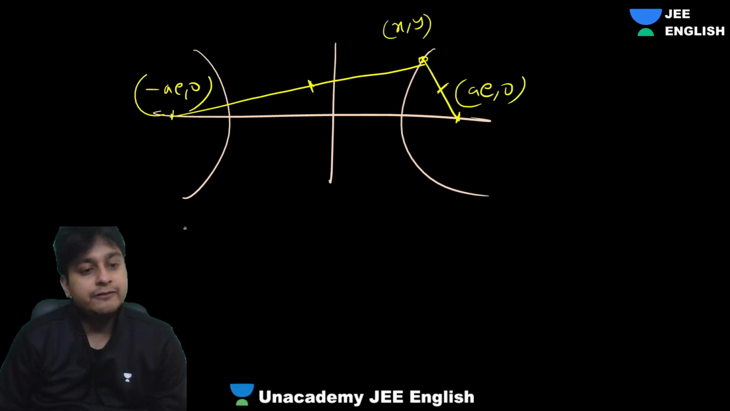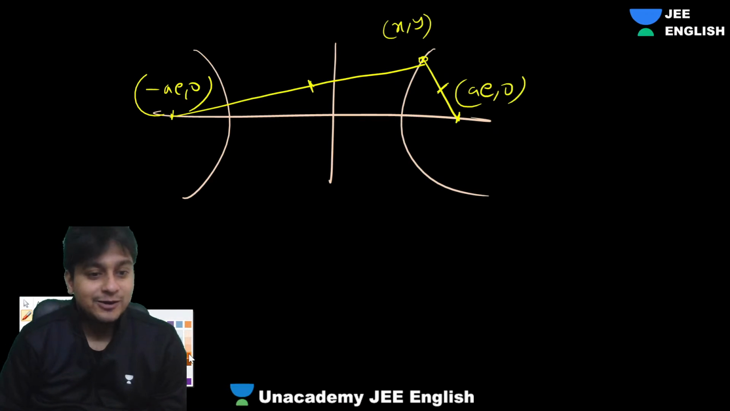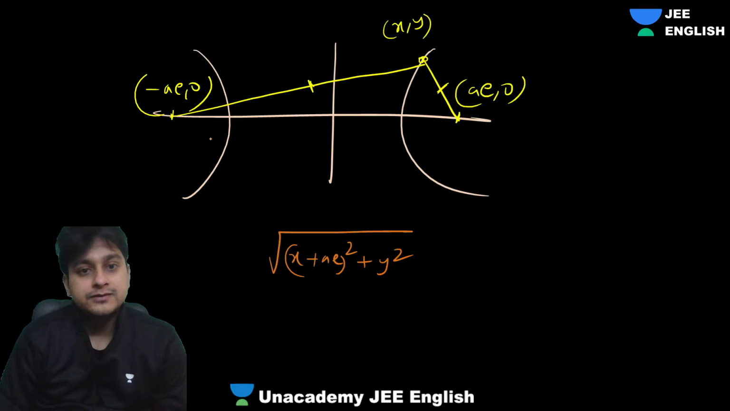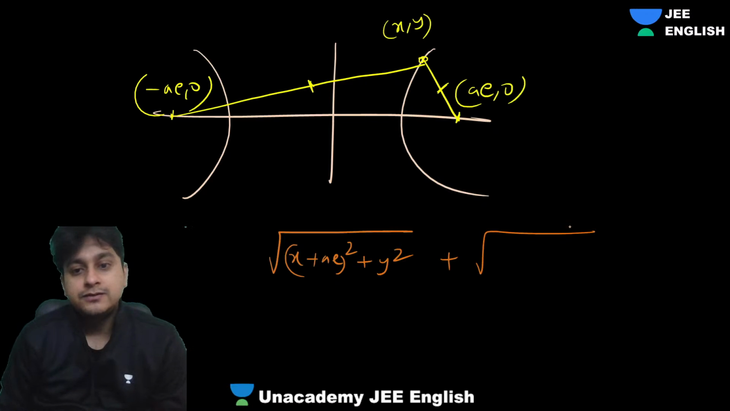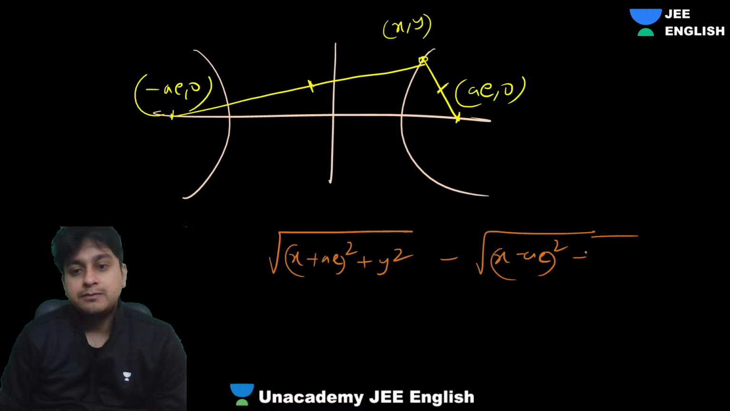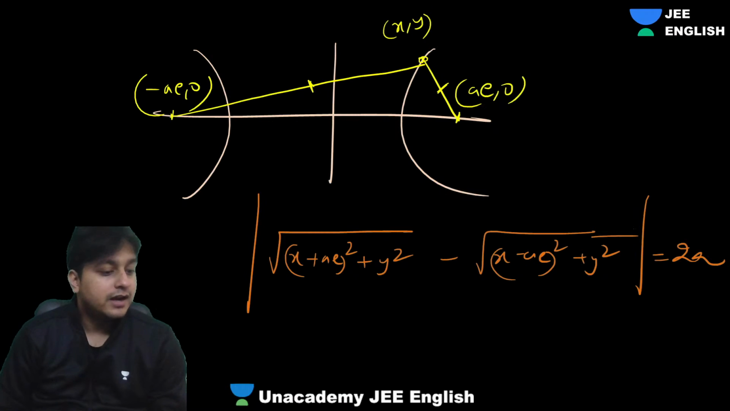And there we have transverse and conjugate axis, not major and minor. So what we used to say was that the square root of x plus ae whole square plus y square, the distance of this point to this point, minus the distance of this point to the other point, that is the square root of x minus ae whole square plus y square, should be equal to 2a. Now guys, we don't know whether this is positive or that is positive, so it can be negative also. That's why we take the whole mod. Understood? We take the whole mod.